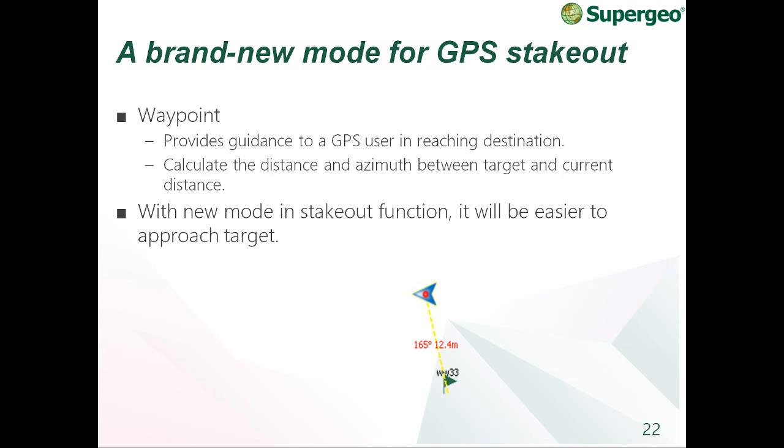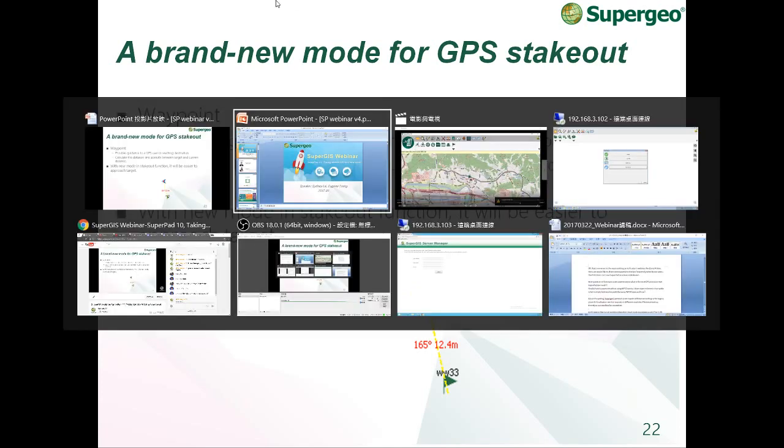And now SuperPad 10 supports a new function called Stakeout mode. When the distance between you and your target is smaller than a certain value, SuperPad will inform the user of the distance difference in the X, Y, and Z directions. And let's see the demo video.